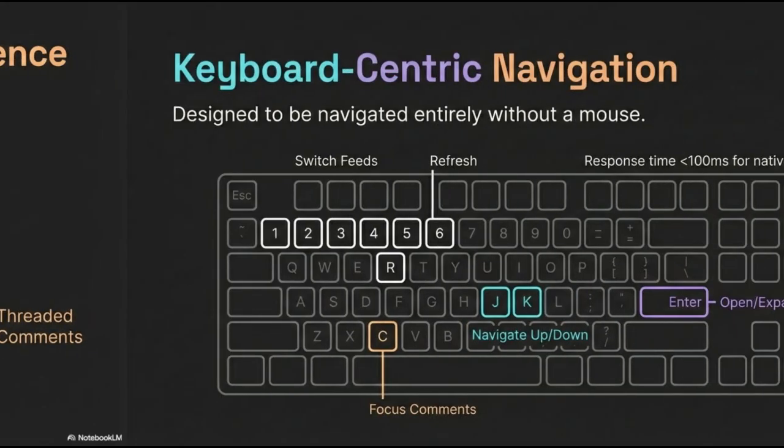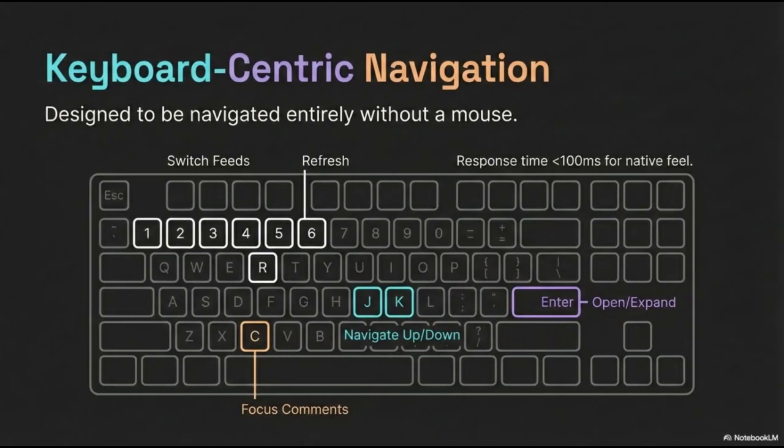Keyboard-centric navigation is a core design principle of this interface, enabling users to operate the platform entirely without a mouse. To ensure a seamless and native feel, we have optimized the system for a response time of less than 100 milliseconds. Users can instantly switch between feeds using keys 1 through 5 or refresh their current view by pressing 6 or R. Vertical navigation is intuitively mapped to the J and K keys, while the Enter key allows for opening or expanding selected items. Furthermore, the C key provides a direct shortcut to focus on comments, facilitating a high-velocity workflow designed for maximum efficiency.